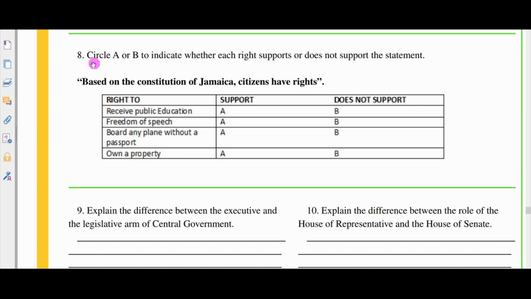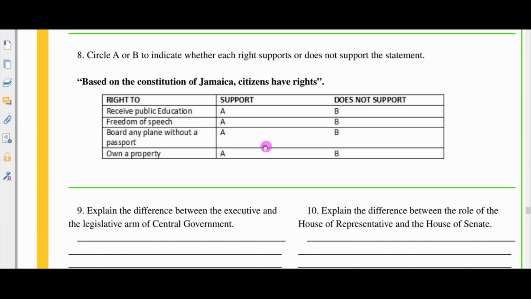It says circle A or B to indicate whether each right supports or does not support the statement. Now it says here, based on the Constitution of Jamaica, citizens have rights. We have a right to receive public education, and that supports it. So we would go with A here. Freedom of speech, that supports it. Board any plane without a passport, that's not supported. Okay. Own property, that would be supported.